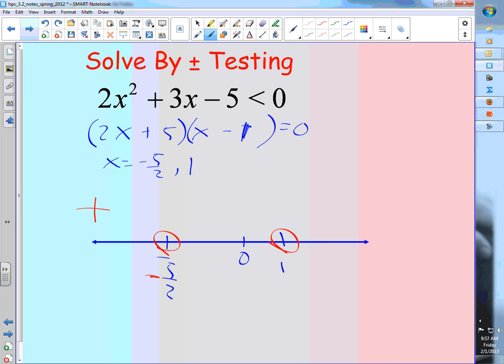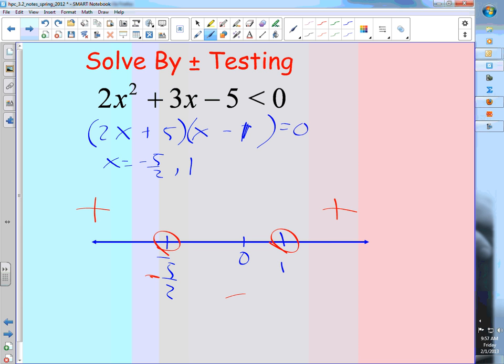What should I pick between these two? 0, that's easy. These guys are gone, and it's negative. And then to the right of this group, pick 10. Positive, positive, big, minus 5, it's going to be positive. Don't care what the numbers are, just positive or negative.